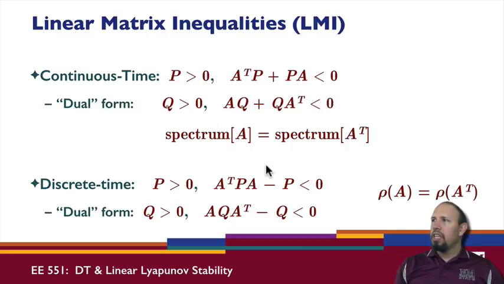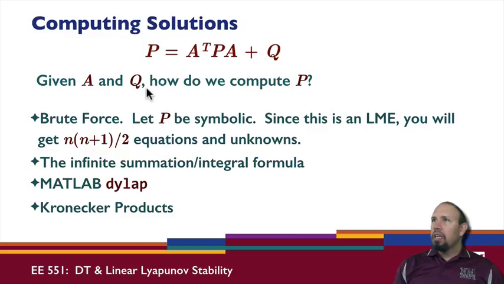So we notice that they're fairly straightforward. Notice that this is actually a linear matrix inequality both in P and in A, whereas this is a linear matrix inequality in P, but not in A. This is a quadratic in A. So how do we compute solutions of this? Well, given A and Q, how do we compute solutions?